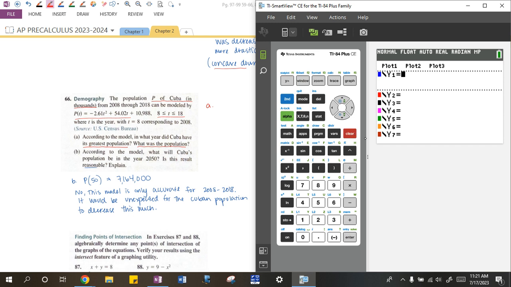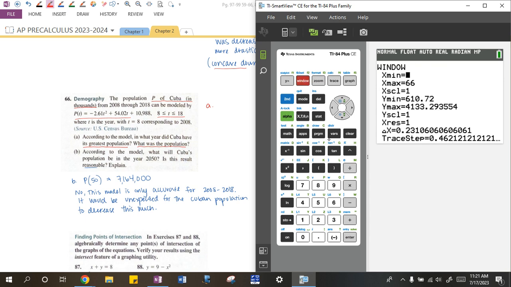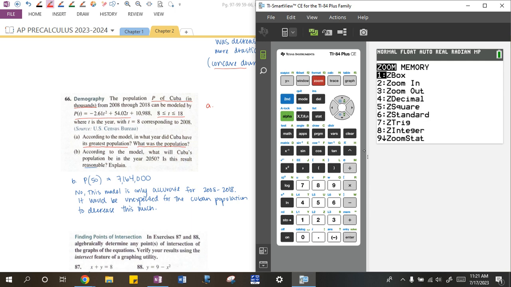So let's type in this model. Negative 2.61 x squared plus 54.02 times x plus 10,988. Windows should be set from 8 to 18, and then we zoom fit.